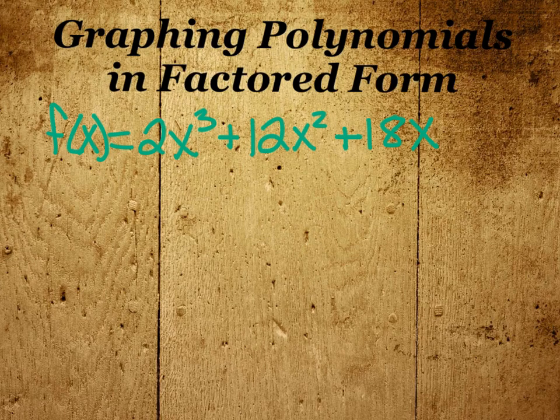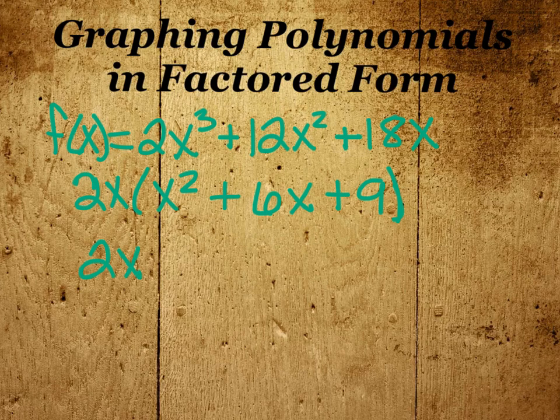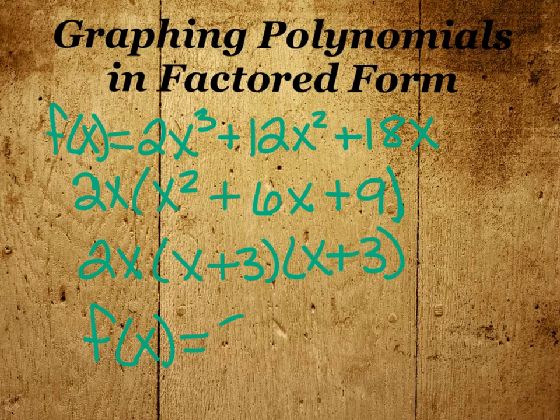Alright, so here's a polynomial written out in standard form. It's cubic, and we're going to factor it. This one's easy to factor. We have a GCF of 2x, and then we've got x squared plus 6x plus 9. And then that factors, so we've got 2x, and then we have x plus 3 and x plus 3. Or, as we should write it, f of x equals 2x and x plus 3 all squared.